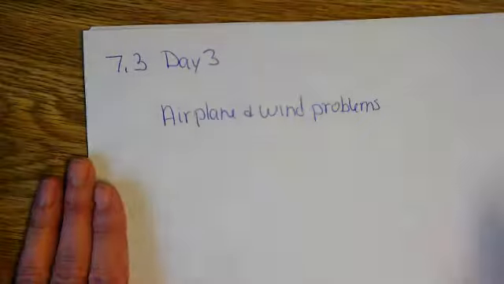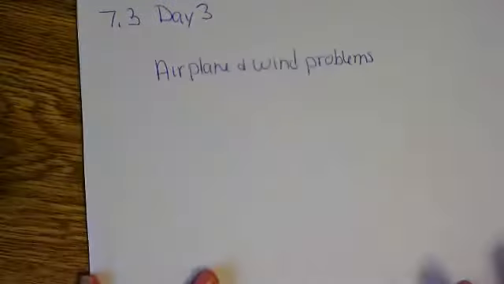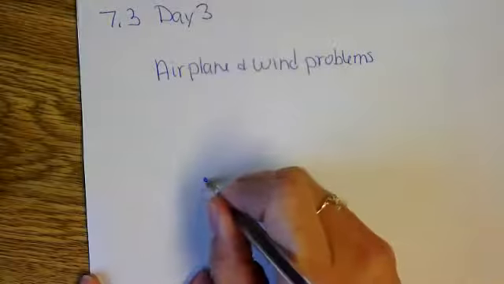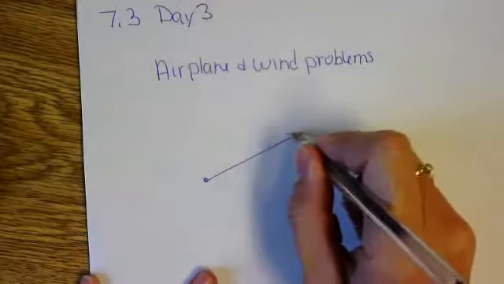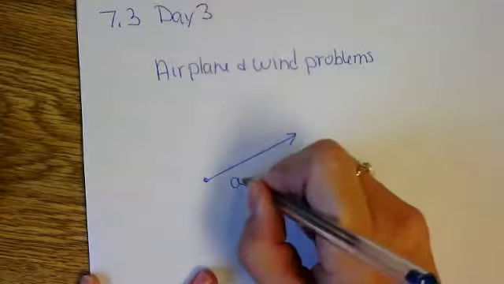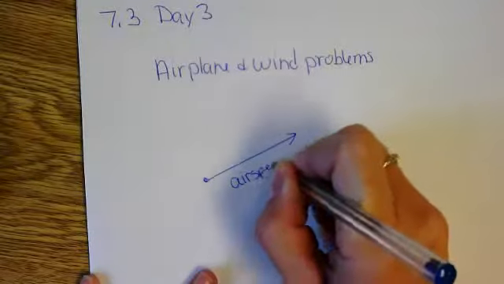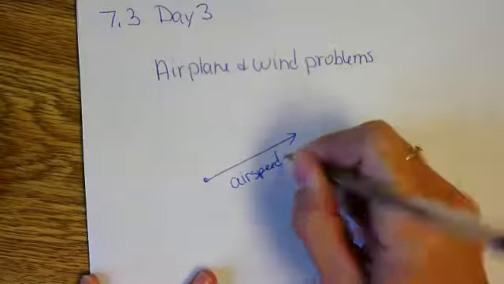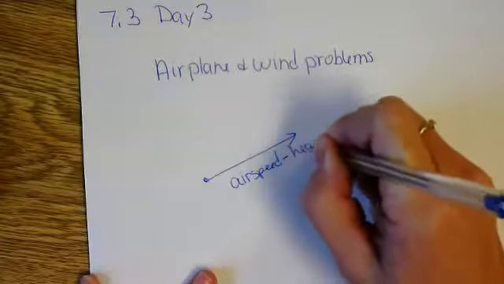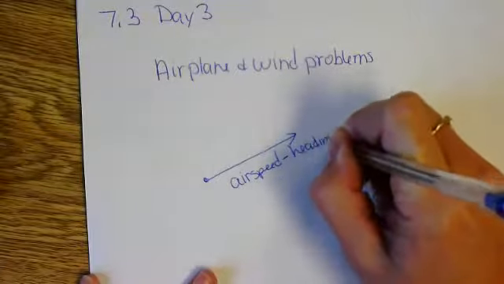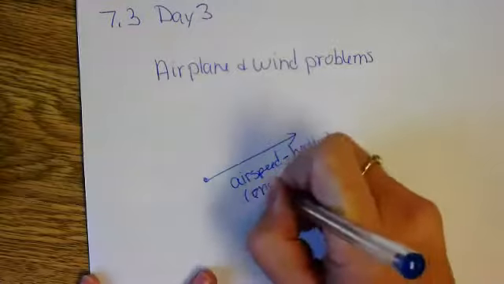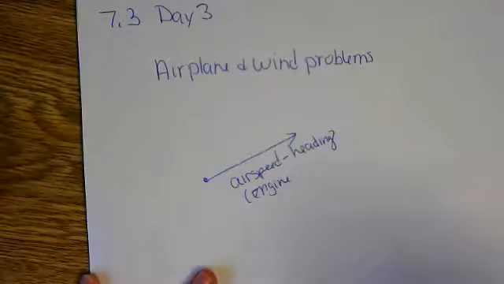Okay, so the airplane has an engine and you can set the engine speed. That is called the airspeed. That's the speed that the engine is set at. So that's an airspeed vector. The direction that it's going in, they call that the heading. This is your engine. Then you've got wind that can push the plane around.